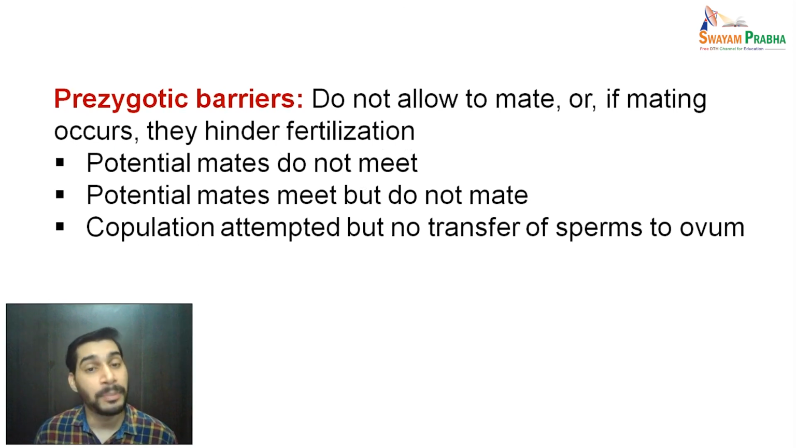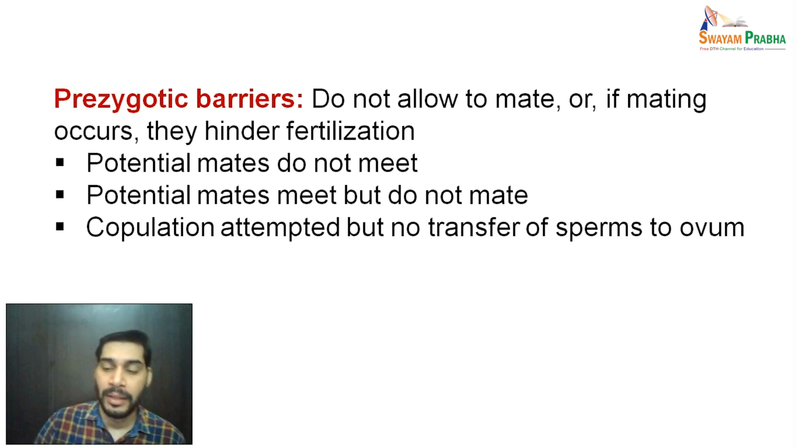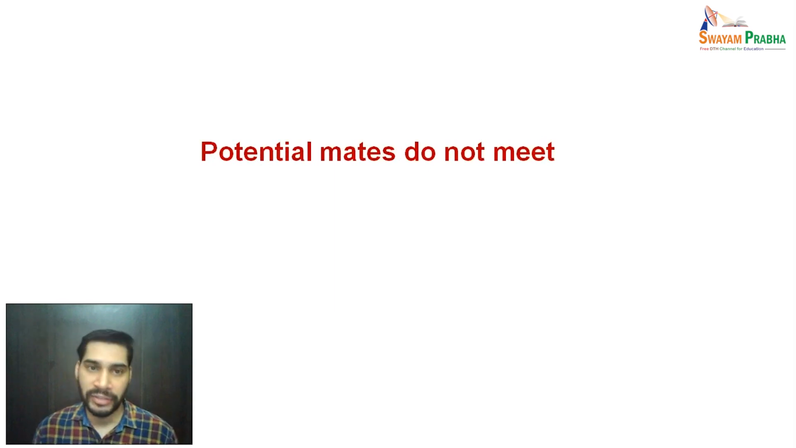Second step is the potential mates meet but they do not mate with each other. Third step is if they have met with each other, if they have mated with each other, copulation has been attempted, but there is no transfer of sperms to ovum for fertilization, and that is why the zygote is not being formed, and that is the reason we call these barriers as pre-zygotic barriers. Let us start with the first, that is potential mates do not meet.